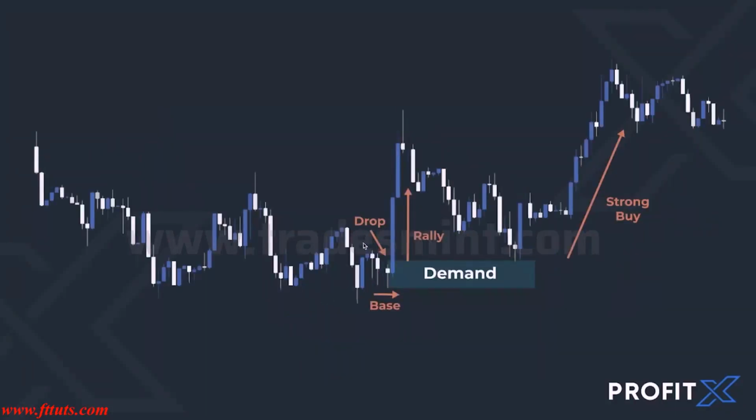Here's one more example. There's a drop here. There's a base, then a rally. Two big giant candles move the market up quickly. Price comes back down, not too aggressive, hits the demand zone, and pushes up higher. Okay. All day long, this happens.